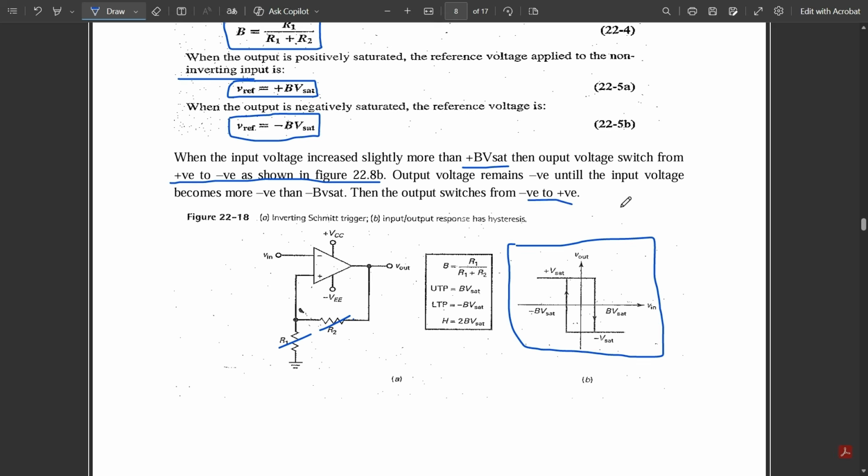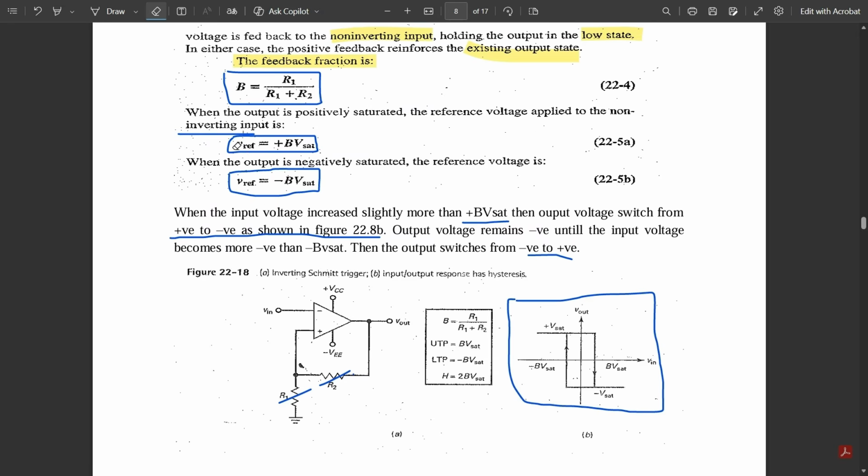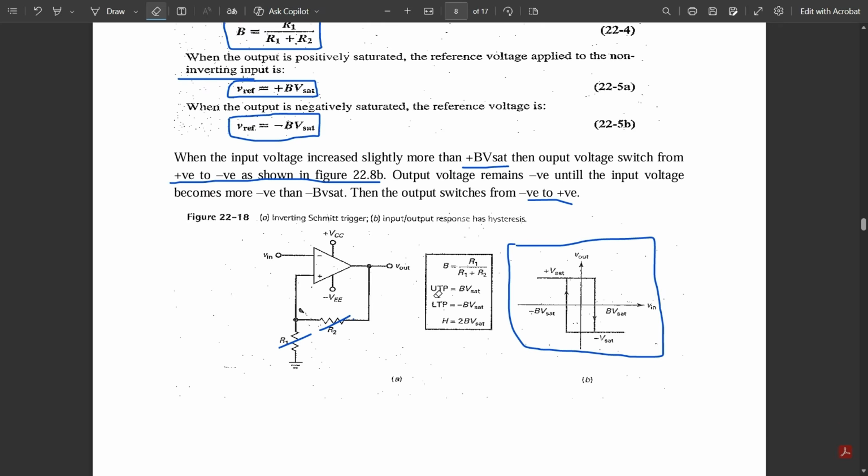Okay, so this way you get the hysteresis plot, and these are the parameters through which the inverting Schmitt trigger is defined. First is called the feedback fraction. Then the upper trip point and lower trip point. And this is hysteresis. This is also very important. The upper trip point, UTP, is defined as plus beta V saturation, the reference voltage when it is positively saturated. Upper trip point or upper trigger point, it is one and the same. It is plus beta V saturation, and the lower trip point is minus beta V saturation. The hysteresis is the combination of these two. If you add these two, you get 2 times beta V saturation.